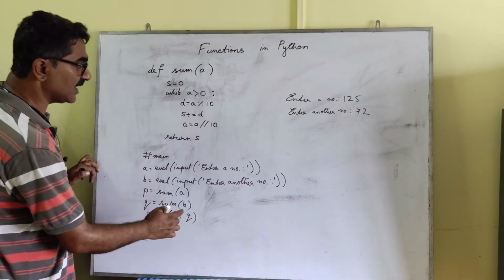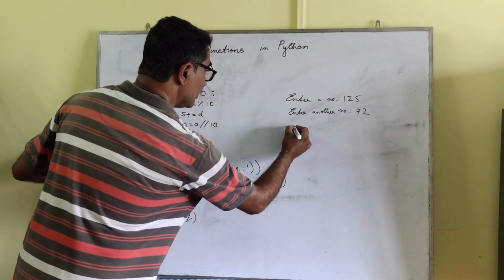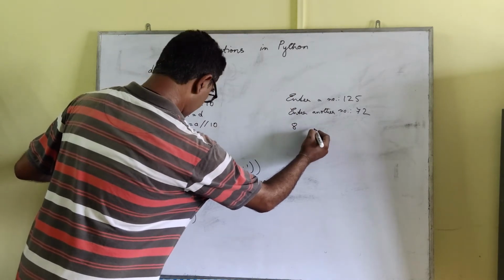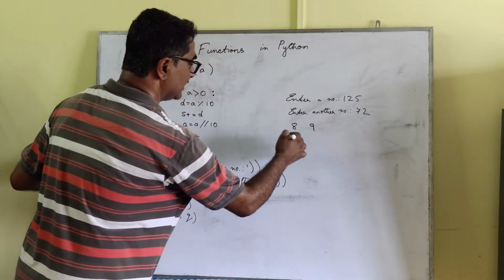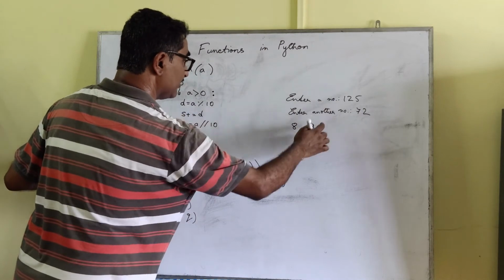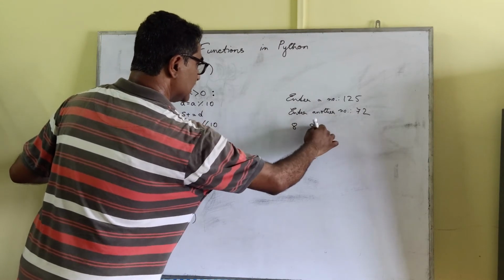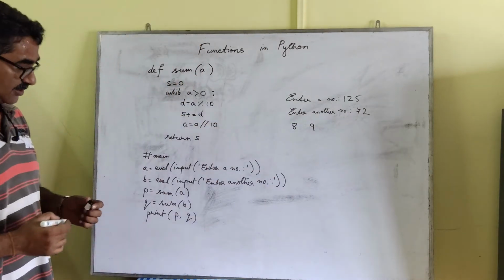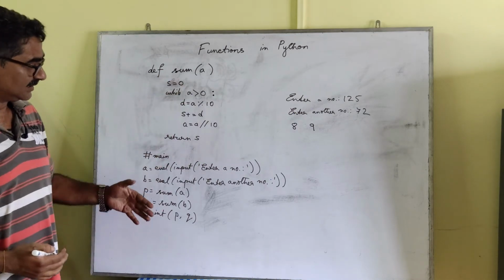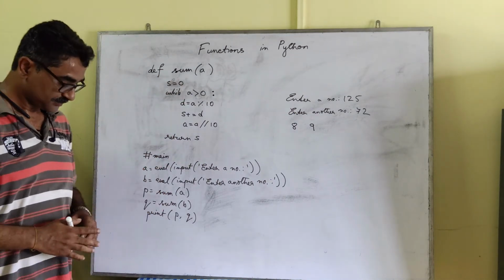So when I display P and Q, in the first case it is going to display 8, and Q, it's going to display 9. That is 8 is the sum of the digits of 125 and 9 is the sum of the digits of the number 72. Look how practical this particular example is.